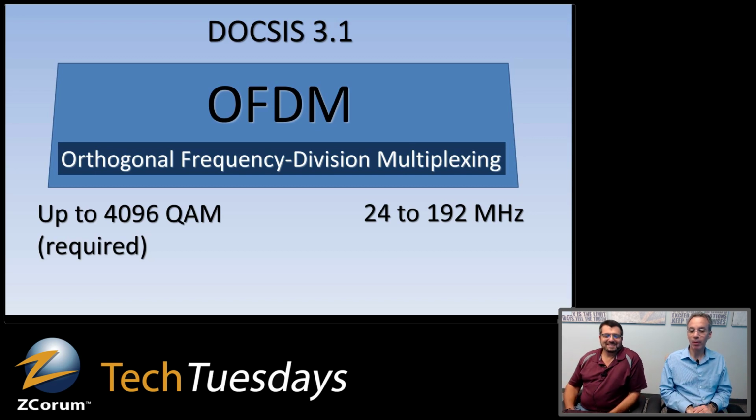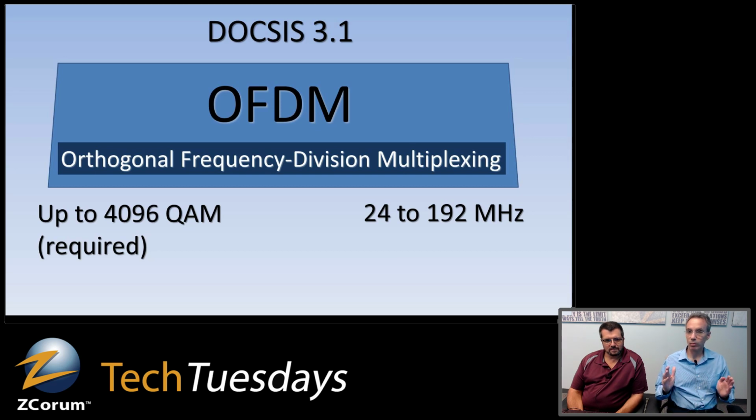Paint the square. Yeah. And the 24 and 192 is interesting, because if you'll notice, those two numbers are divisible by both 6 and 8. So here in North America, we've got 6 megahertz wide channels, and in Europe, they've got 8 megahertz wide channels. Because they're both divisible into 24 and 192, you don't need separate DOCSIS 3.1 specs for North America and for Europe. So that's the reason they did that.